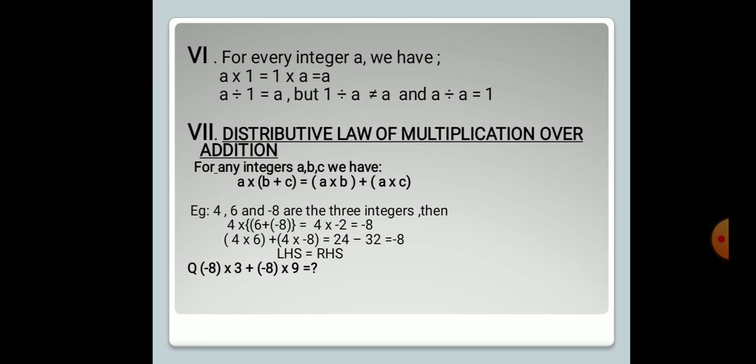Then one question is given: minus 8 into 3 plus minus 8 into 9. How can we write it in simple form? So, minus 8 is common here. So, we can write it as minus 8 into 3 plus 9. It is easy, no? Just adding 3 plus 9, that is 12 into minus 8. Otherwise, you have to multiply minus 8 into 3, then find minus 8 into 9, then add them. But this one is easier. Just minus 8 into 3 plus 9, you will get the answer. It is easier.